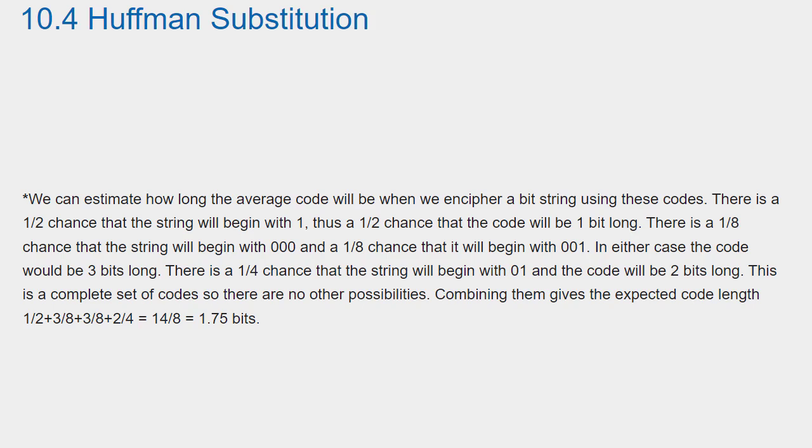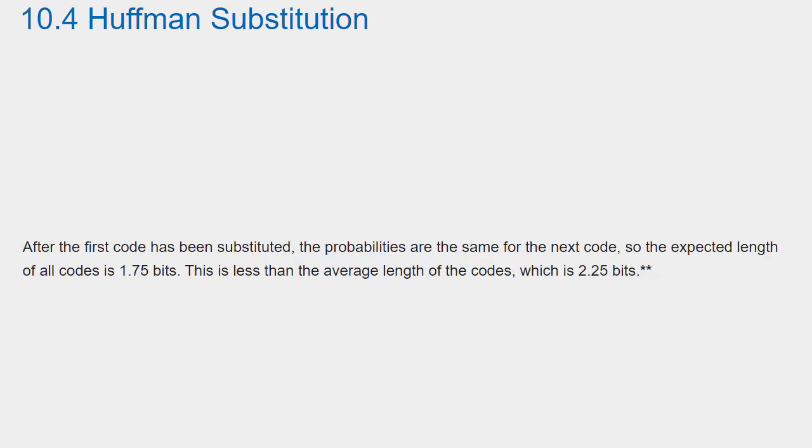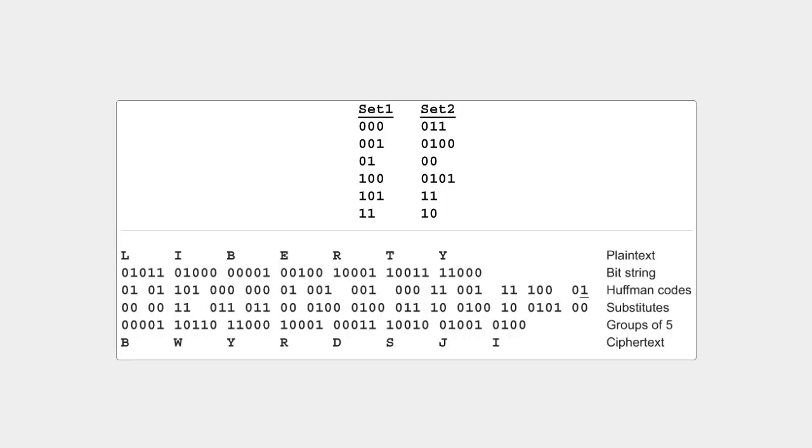Combining them gives the expected code length 1/2 plus 3/8 plus 3/8 plus 2/4 equals 14/8 equals 1.75 bits. After the first code has been substituted, the probabilities are the same for the next code, so the expected length of all codes is 1.75 bits. This is less than the average length of the codes, which is 2.25 bits.